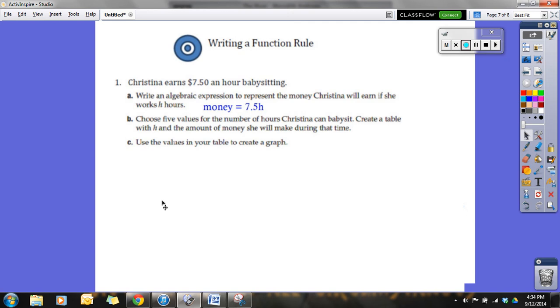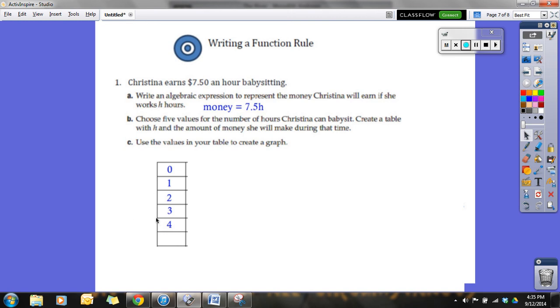You can choose any numbers you want. But since this is a real world problem, you need to think about that for a second. Is she going to work negative hours? It's not possible, those don't exist, so I wouldn't pick negative numbers. And Christina might love babysitting, but I don't think she's going to babysit for 200, 300, 400 hours. So pick numbers that would be realistic. I'm going to choose to use 0, 1, 2, 3, and 4.